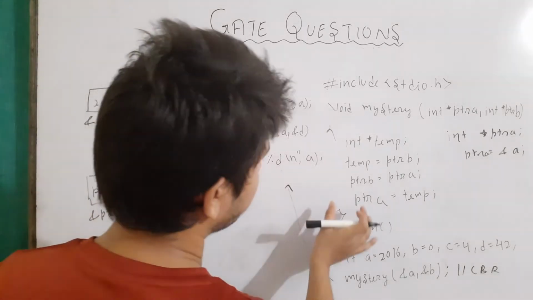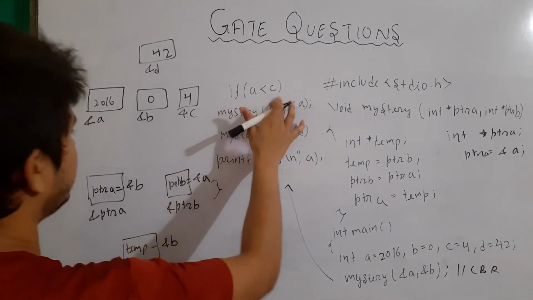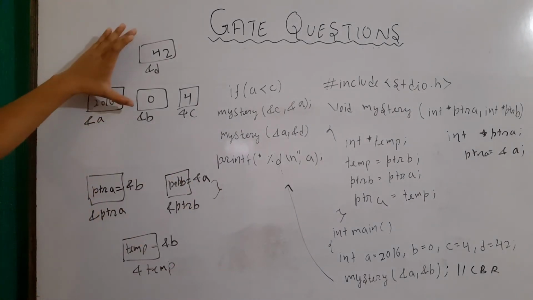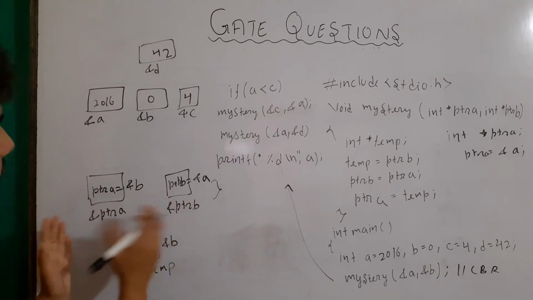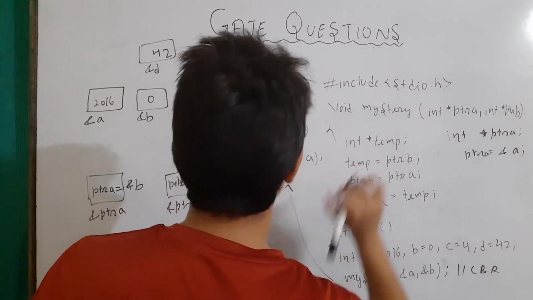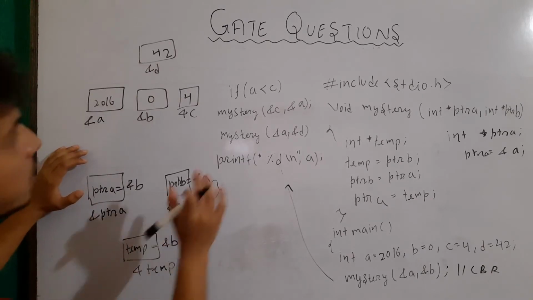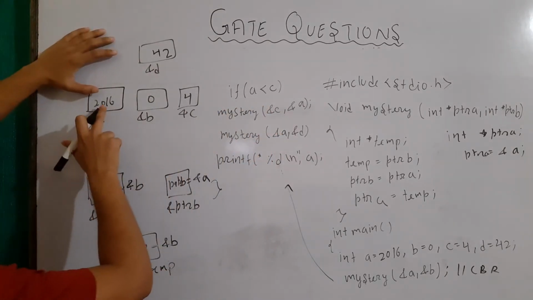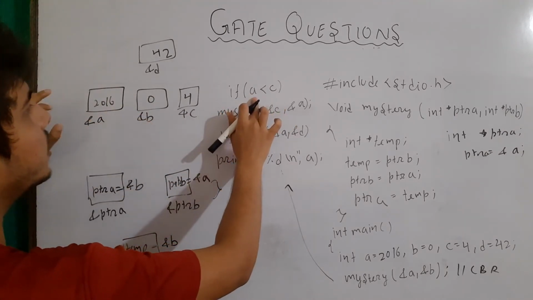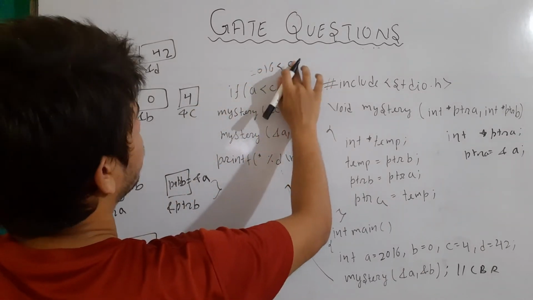Now the function is closed, and then it will return back. Now it is written if A is less than C. Now anywhere in the function call, the value of the actual variables are not changed. Only the addresses are shifted between the temporary variables, we can say, with the names PTRA, PTRB and temp. But the actual values held by those variables are not changed. So currently A is holding the value 2016, and C is holding the value 4. So is this condition true? No, it is not, as 2016 is not smaller than 4, right?